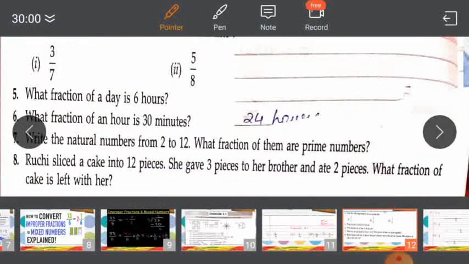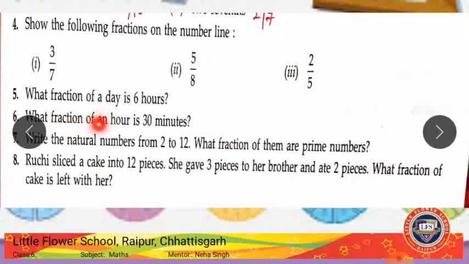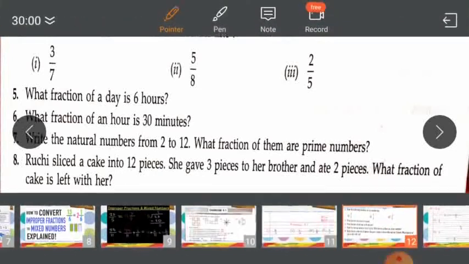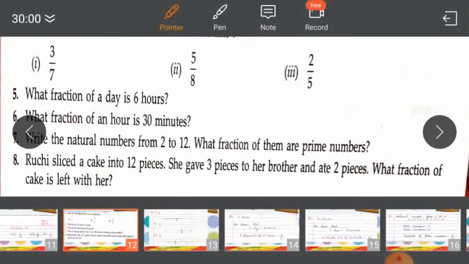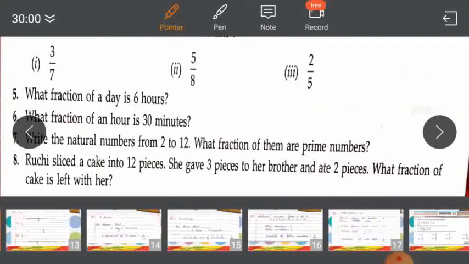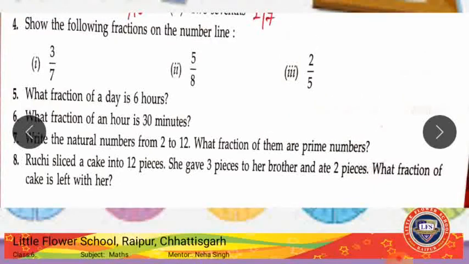Sixth question, what was it? We need to write the fraction of an hour in 30 minutes. I have attached the slide for this solution, but you will try to solve the question, right? It is easy. See what is asked. Here it was hours, so the day was converted into hours. Here it is hour and minutes, so the hour will be converted into minutes.